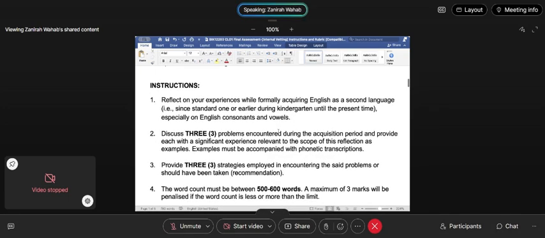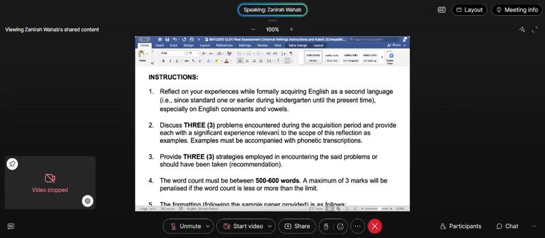Okay, so how do we make sure that the data that you use is measurable and has some sort of validity? Please limit your timeline, your length of time, from when you learned it formally. So it can be when you entered kindergarten, when you really learned it formally, when you enter kindergarten or primary one or standard one until the present time.